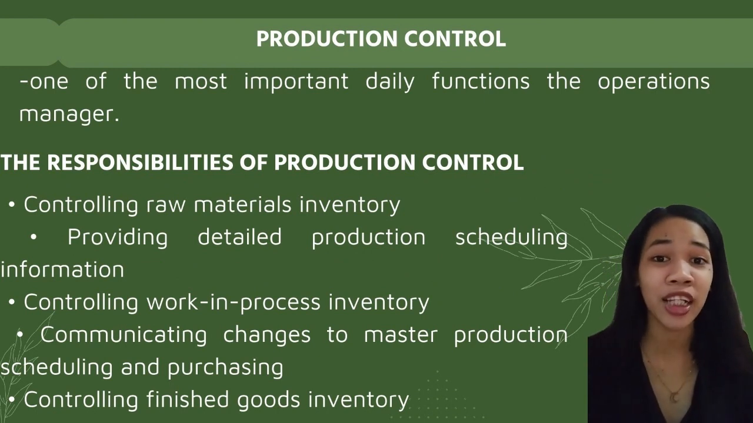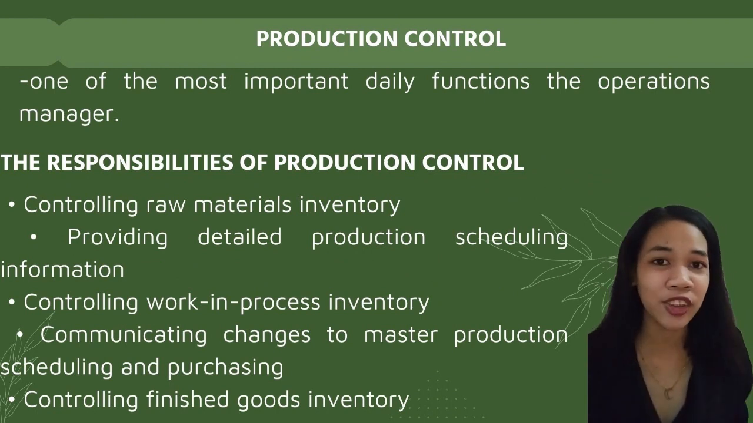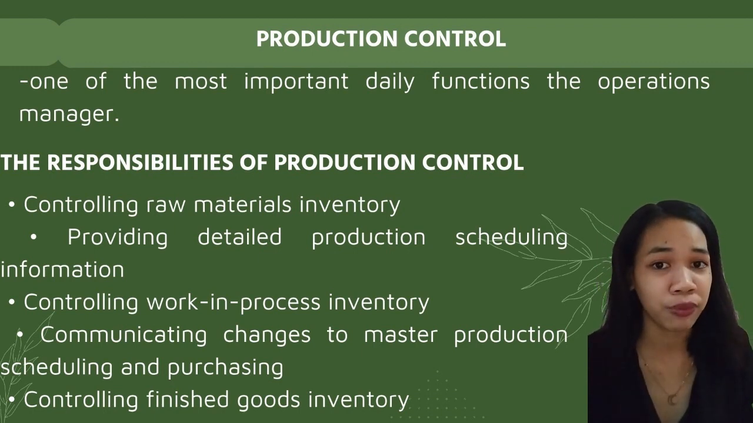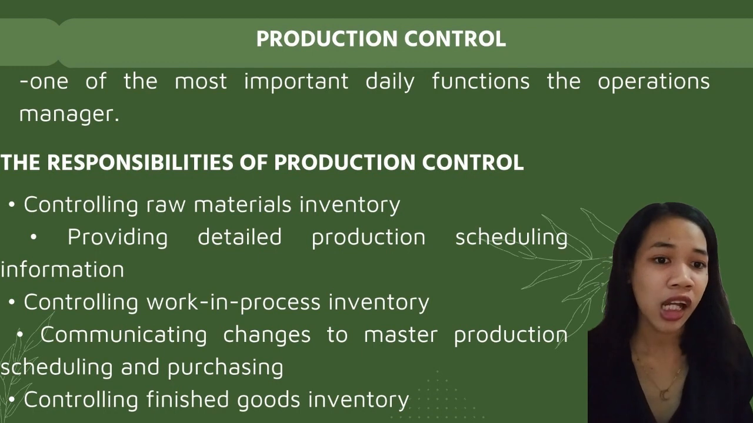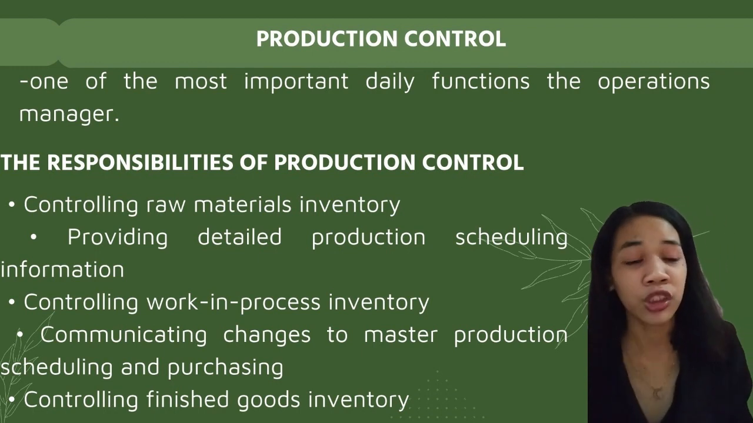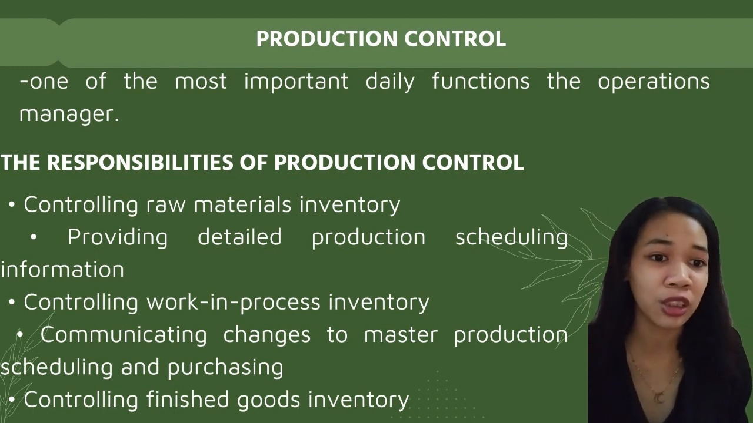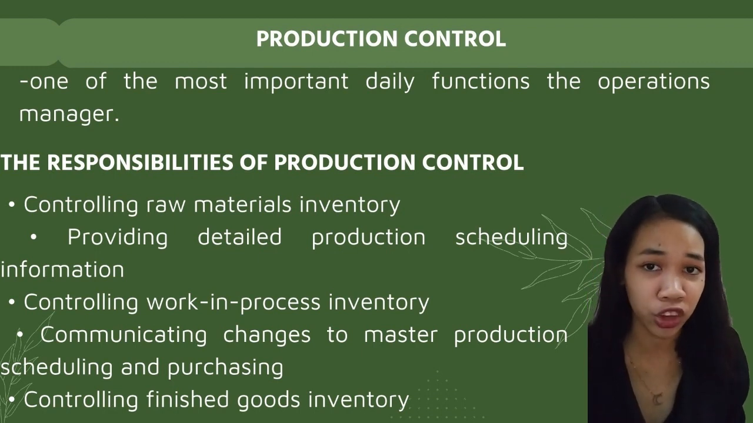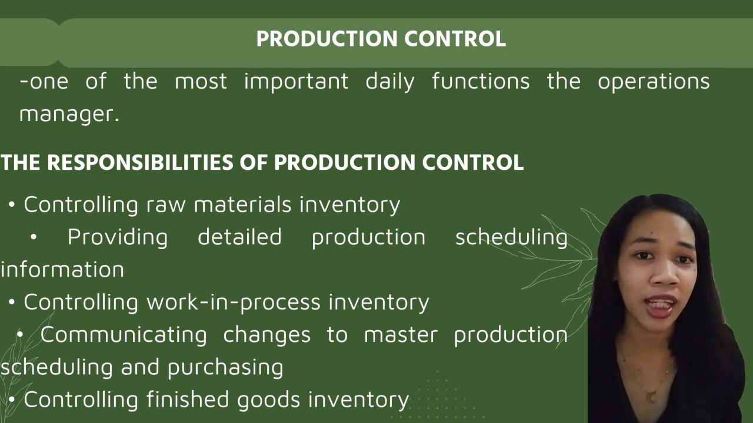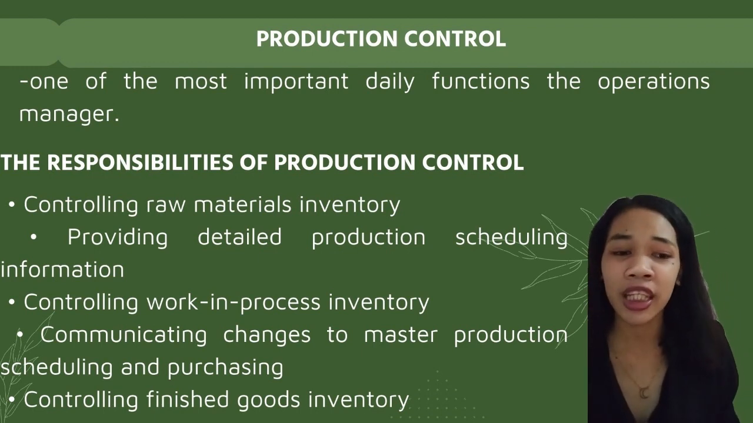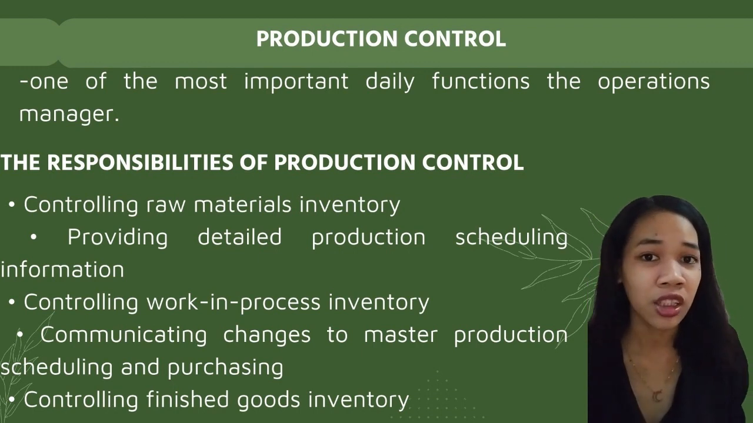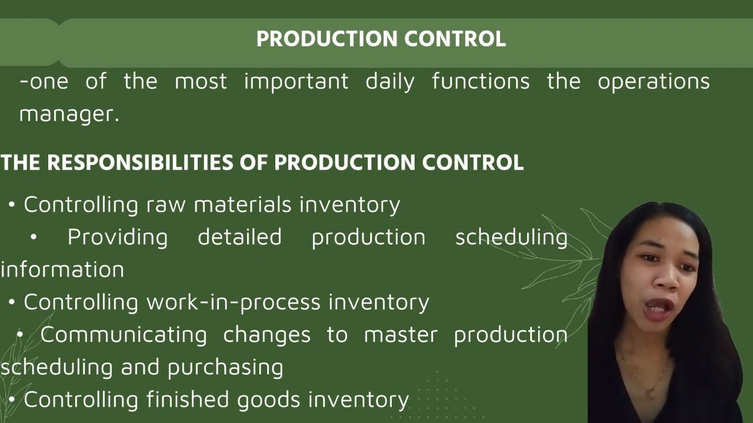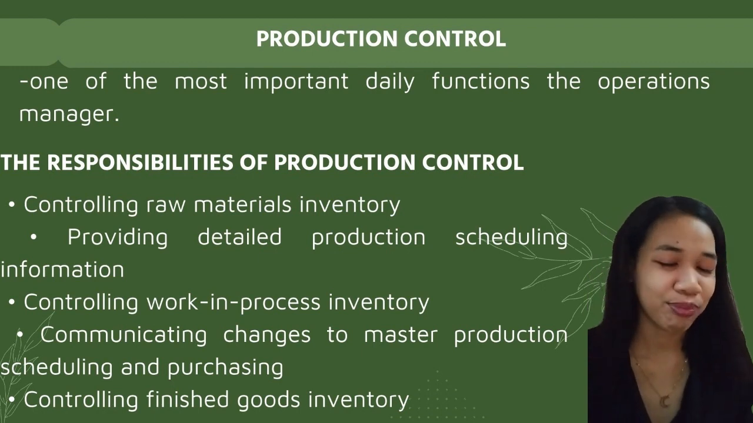Next is the production control. Production control is one of the most important daily functions of the operation manager. There are also responsibilities of the production control, which are controlling raw materials inventory, providing detailed production scheduling information, controlling work in process inventory, communicating changes to master production scheduling and purchasing, and lastly, controlling finished goods inventory.